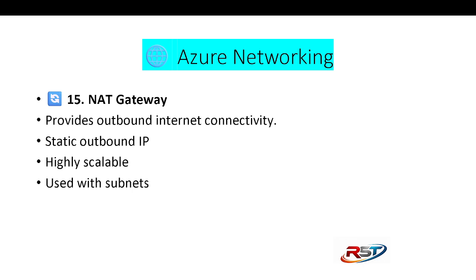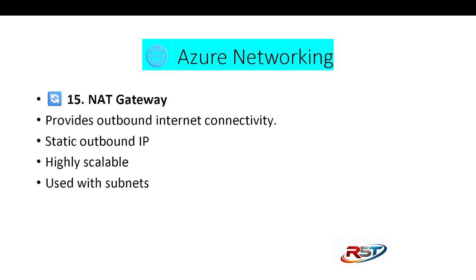NAT gateway provides outbound internet connectivity, static outbound IP, highly scalable, used with subnets. We discussed NAT, right? It combines multiple private IPs into one public IP. So there is no need to give a public IP to every private IP; multiple private IPs can link with one public IP. That is how NAT works.